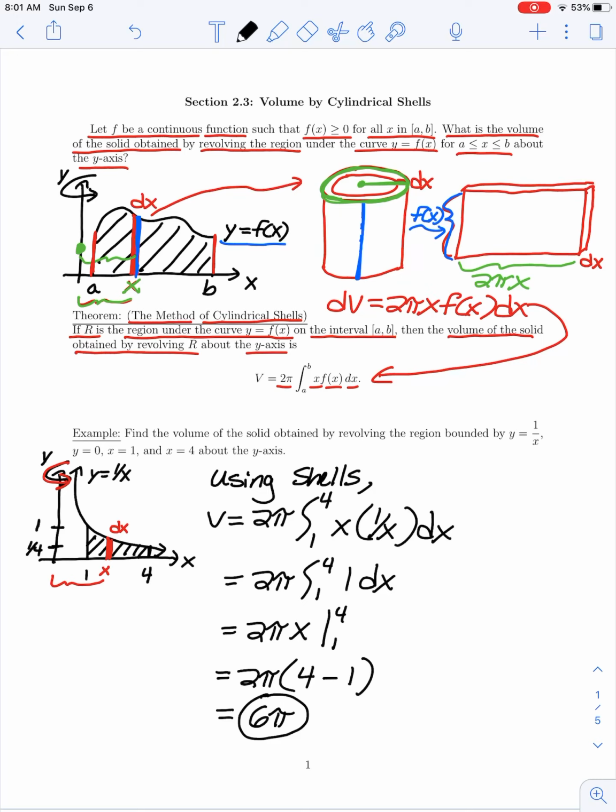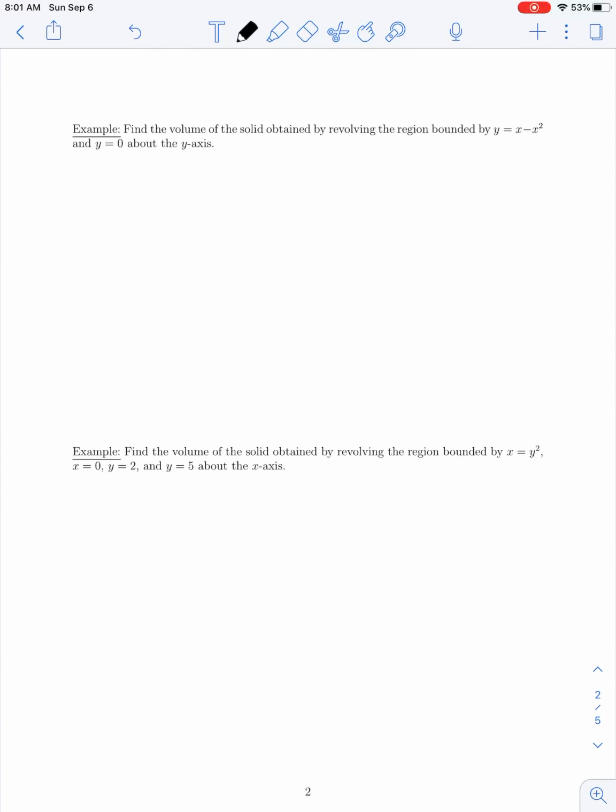All right. So let's look at some other ones. In this next example, we're asked to find the volume of the solid obtained by revolving the region bounded by y equals x minus x squared, and the line y equals 0, which is the x-axis, about the y-axis.